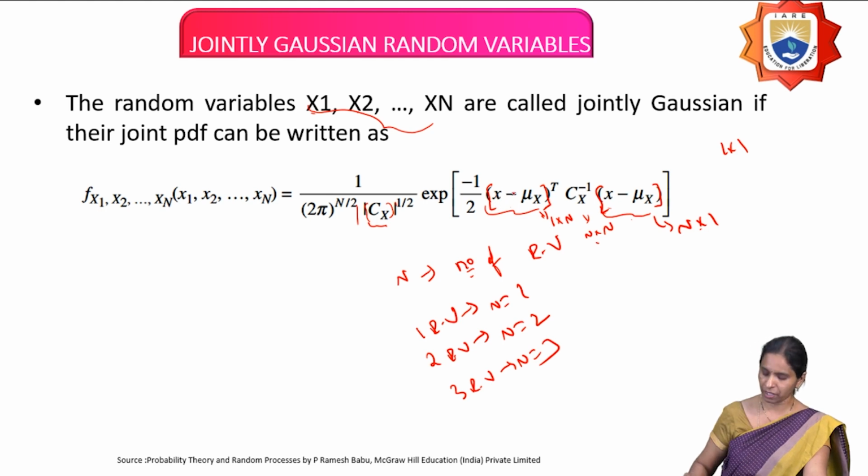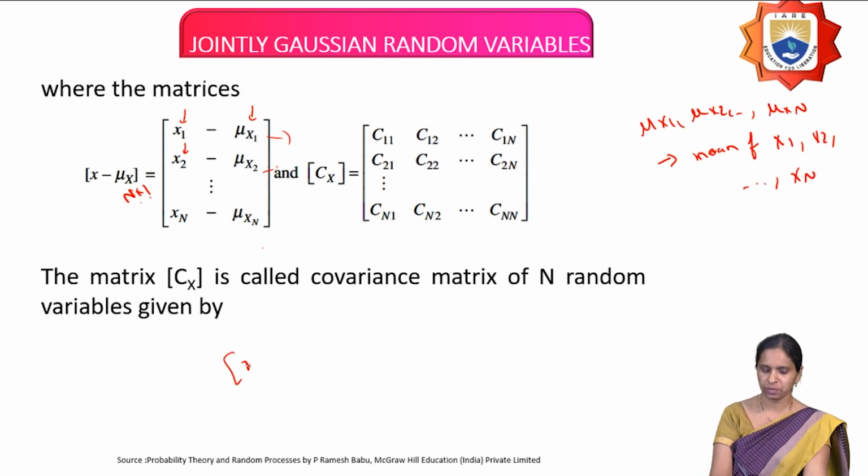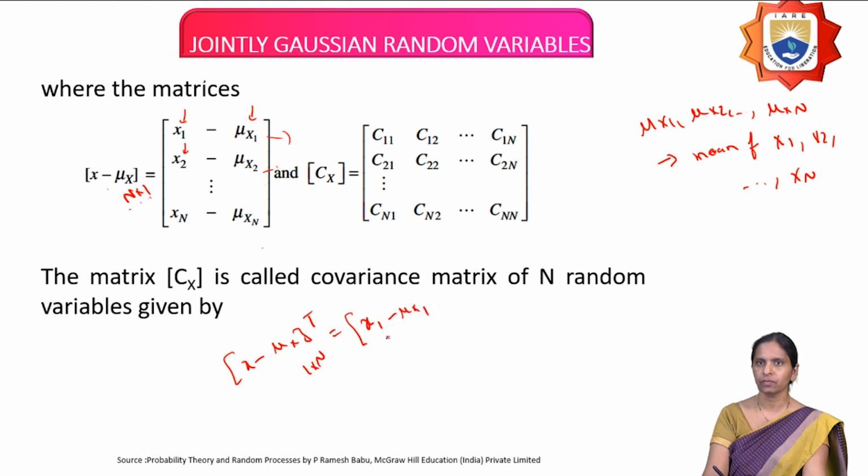Similarly, how can you obtain the x minus mu x transpose matrix? Transpose is nothing but the rows and columns are exchanged. Therefore, what is the size? The size of the x minus mu x matrix is n cross 1. Then what is the transpose matrix? 1 cross n. It means what is the first element? x1 minus mu x1. This is the first row. And what is the second row? x2 minus mu x2. And so on. What is the nth row? xn minus mu xn. So this is 1 cross n. Only one row and n number of columns. Therefore, this is the transpose of this matrix.